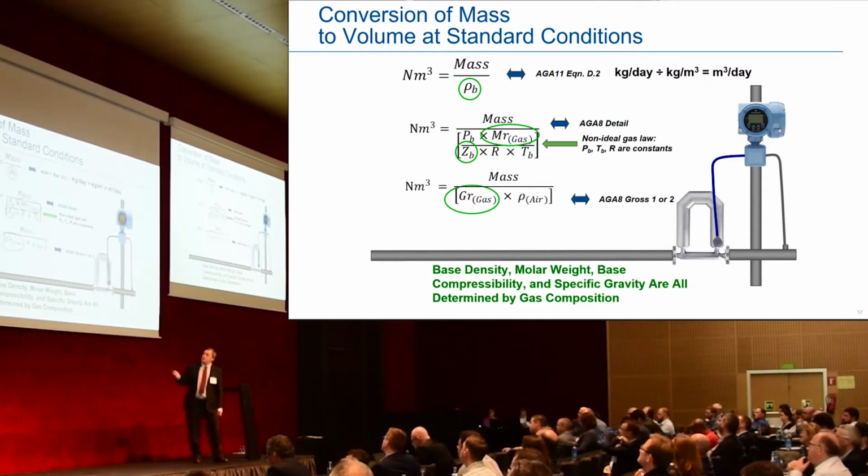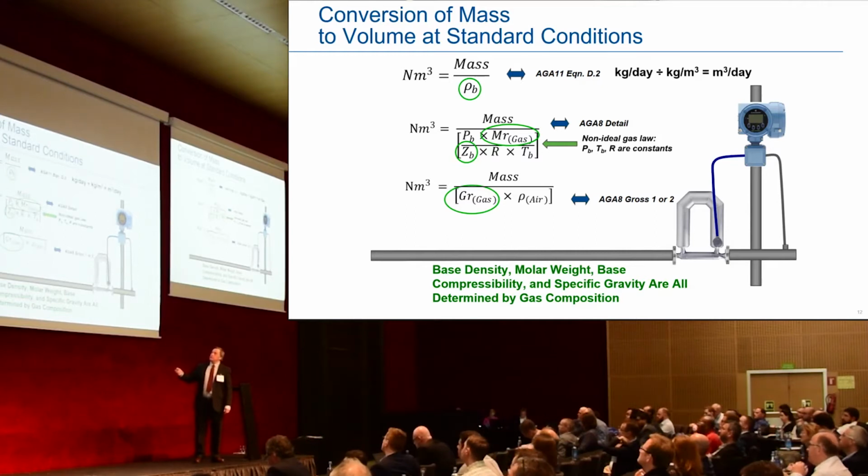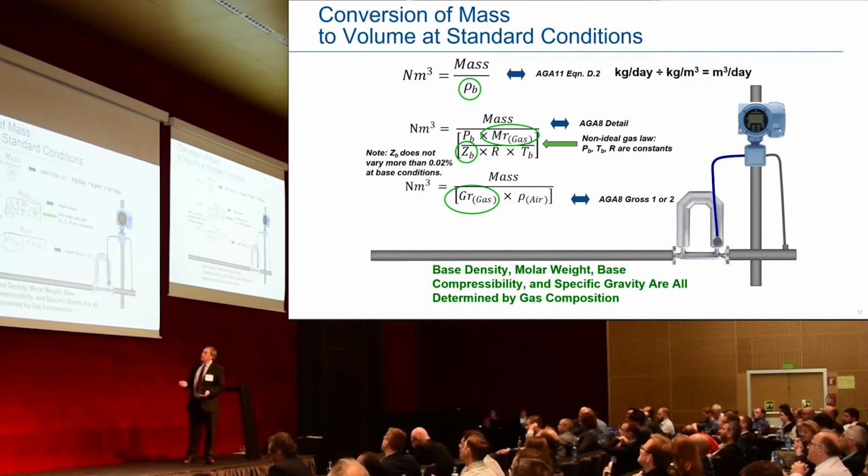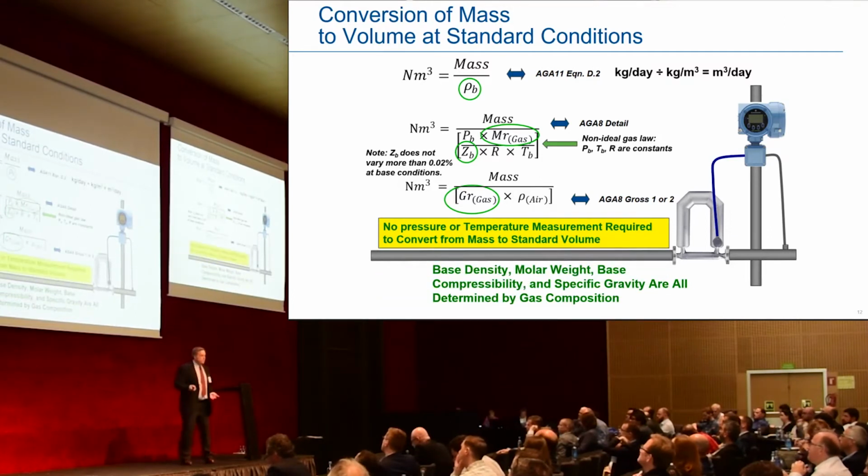The thing to take away from this is that every term in these equations, other than the mass flow that you're measuring with the meter, is either a constant or a variable that is only dependent on composition of the gas. So everything that's circled green here changes with composition of the gas, but does not change with the pressure and temperature. This is why we say that you don't need to know the pressure and temperature of the flow rate in order to convert from mass to standard volume.